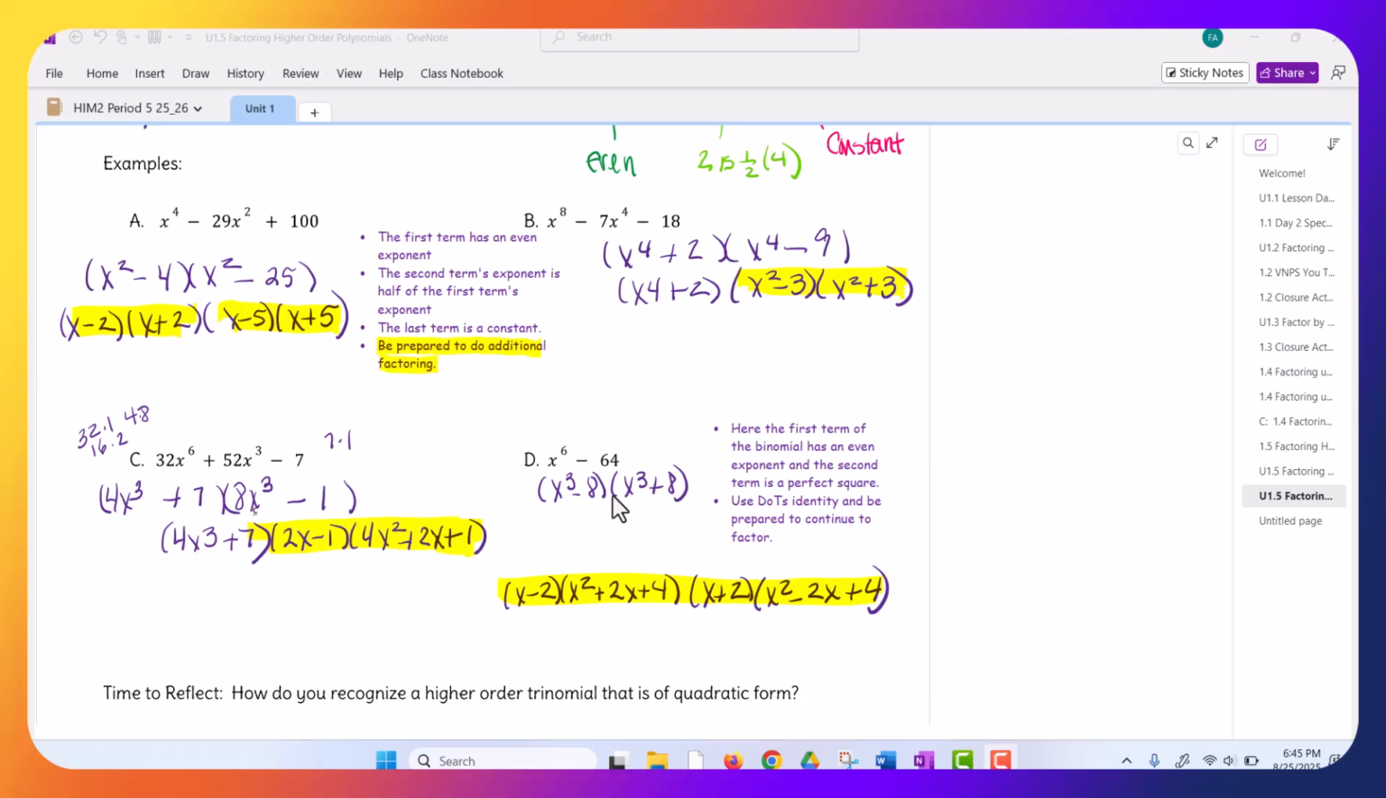Here we don't have one that's of quadratic form. It is higher order because this is a 6 exponent, but here we have that structure of no middle term, just our leading term and our constant with a subtraction. So we're going to divide the 6 in half with a 3 and a 3. And then we'll take the square root of 64, which is a perfect square, and put 8 and 8. Now both of these can be factored. We have the difference of two perfect cubes and the sum of two perfect cubes. So we'll do the difference first. An x and a 2 and a minus, an x squared, a plus 4, and a plus 2x.